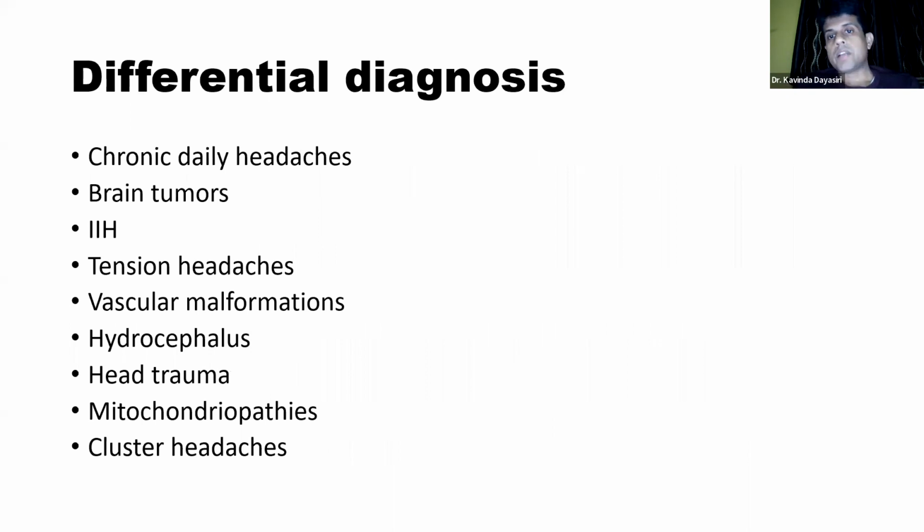The common differential diagnoses of migraine include chronic daily headaches, brain tumors, idiopathic intracranial hypertension, tension headaches, vascular malformations, hydrocephalus, head trauma, mitochondriopathies, and cluster headaches. So our assessment should rule out these conditions as well by careful history and examination, while we diagnose migraine on clinical grounds.